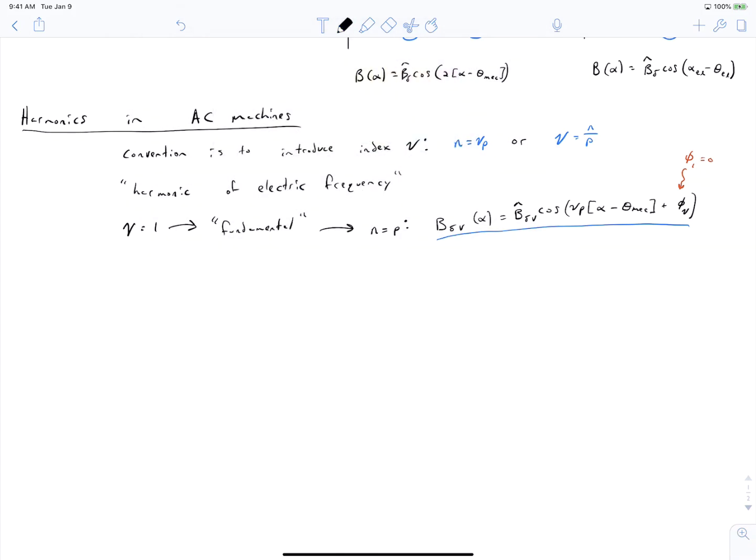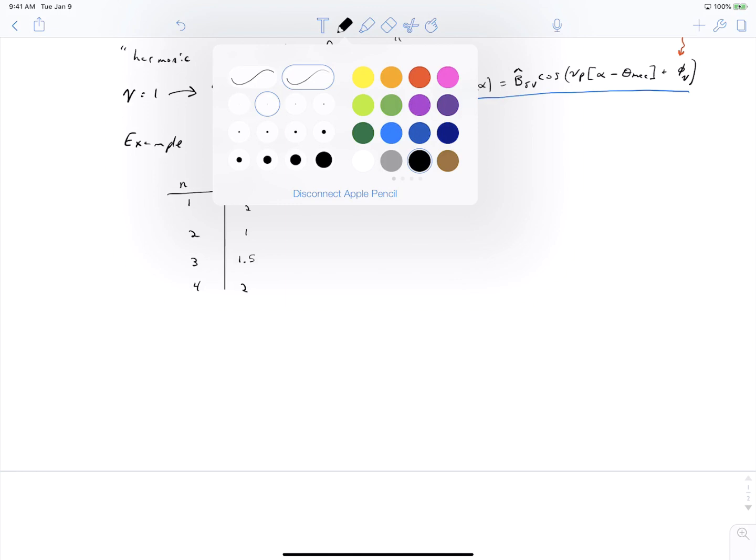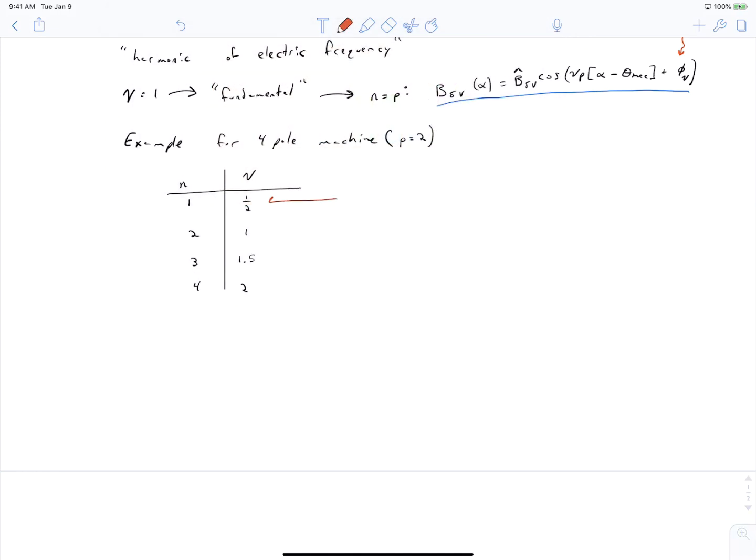So consider a 4-pole machine. And you can see that with this definition, it's possible to have values of v that are less than 1. So right here, for example, for n equals 1, our harmonic v would be 1/2, and we call these subharmonics. And we like to pretend in our electric machines that all the harmonic content in our fields and in our voltages and currents are going to be harmonics of our number of pole pairs, harmonics of p.